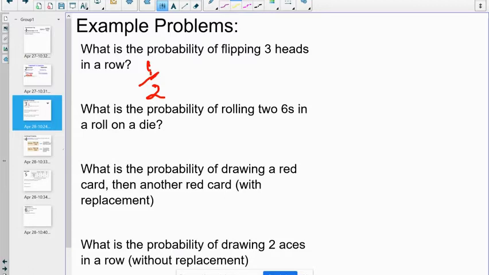for one head. Here, I'm going to retry that. Sorry, my pen's been a little wonky lately, so I want to apologize. So head, then head, then head.